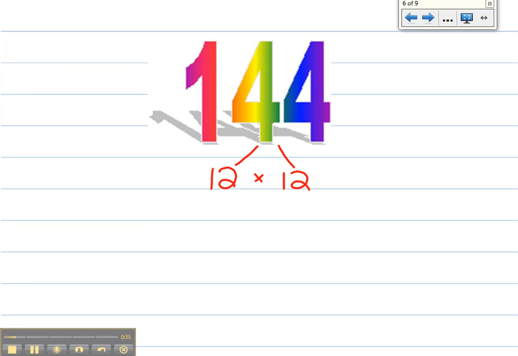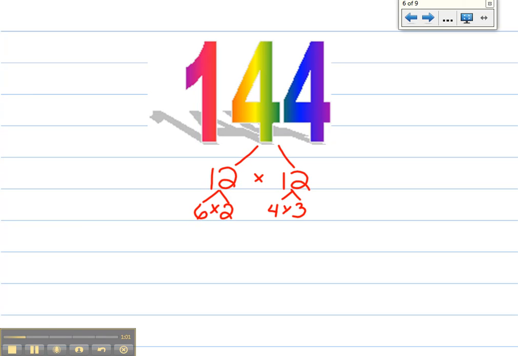From here, I need to decide, is 12 a prime or composite number? If it's prime, that means its only factors are 1 and itself. If it's composite, that means it has more factors than that. I know a lot of numbers can multiply to 12, so it's going to be composite. I know, for example, I can split 12 into 2 and 6, so I'm going to have 6 times 2 for that one. I also know that 12 can be 4 and 3.